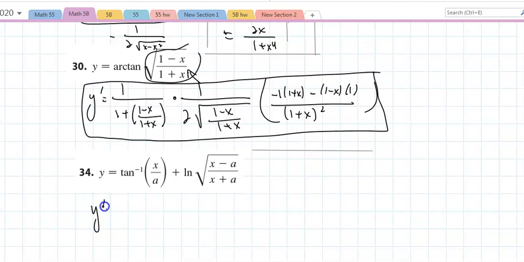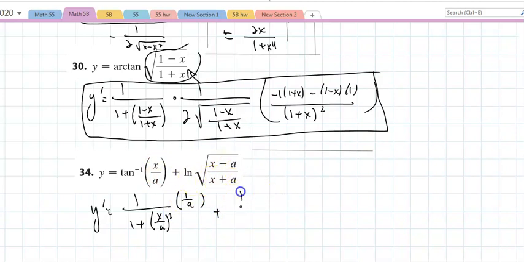If I want to take y prime, the derivative of inverse tangent is 1 over 1 plus the square of the argument, times the derivative of x over a, which is 1 over a, plus, here you have a couple of options. You could expand that, you could leave it as is.